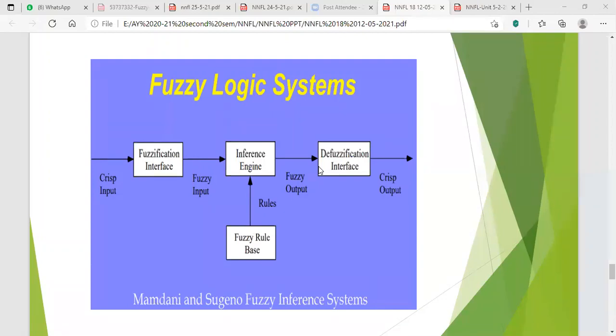And in the defuzzification methods, the process of converting your fuzzy output from the inference engine system to crisp output. There are various methods. We have learned 7 different methods for defuzzification in one of our previous classes.